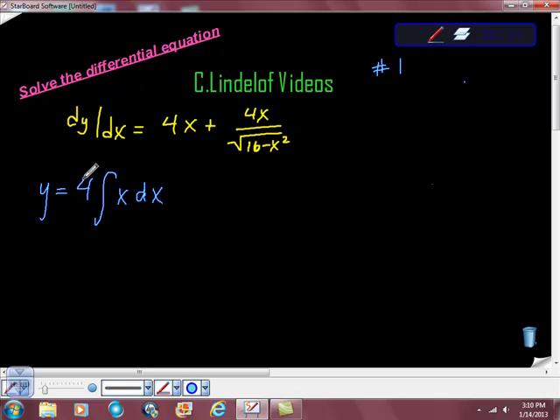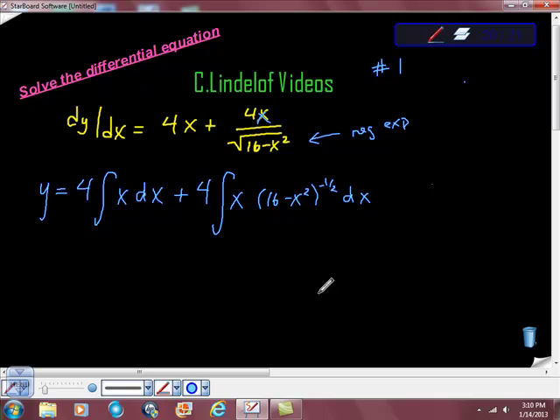Remember that we can pull any constant value out. So plus, I'm going to take this 4 out, times the indefinite integral here, and this x is this one right here. And then I'm going to rewrite this as a negative exponent. So as a negative exponent, this would be written 16 minus x squared to the negative 1/2 power, wouldn't it, dx. All right? So from here, it gets pretty easy.